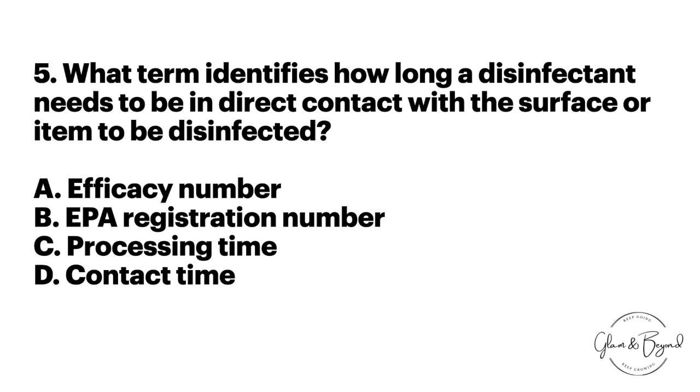Number 5, what term identifies how long a disinfectant needs to be in direct contact with the surface or item to be disinfected? Is it A, efficacy number, B, EPA registration number, C, processing time, D, contact time? The answer is D, contact time.